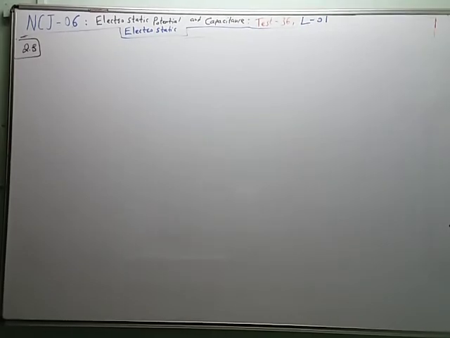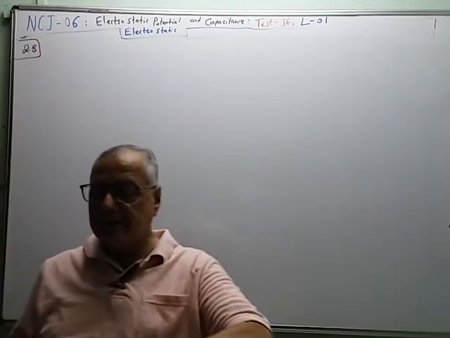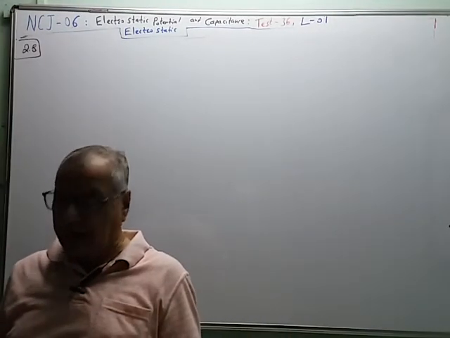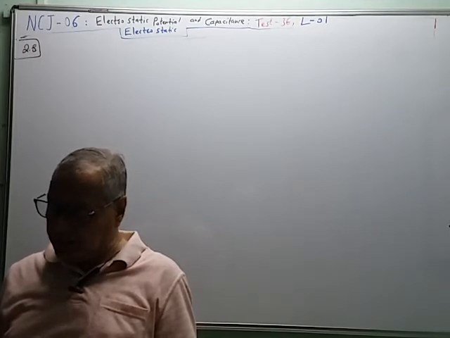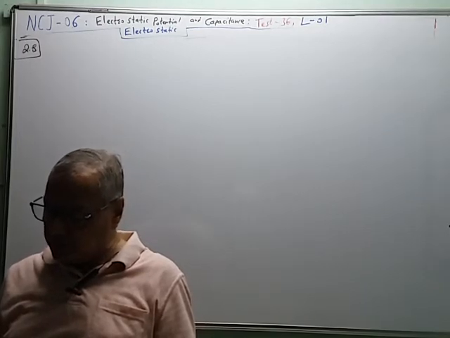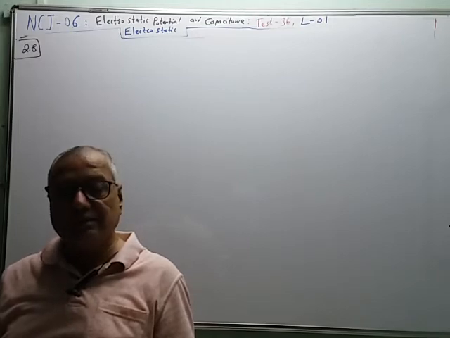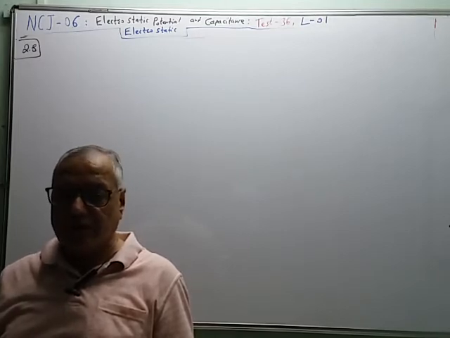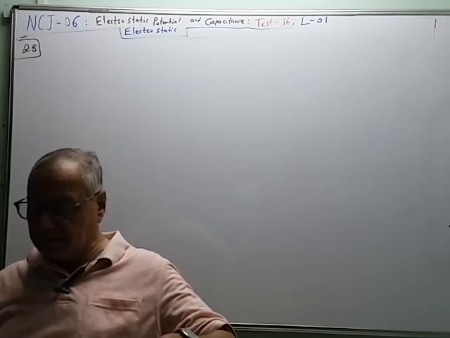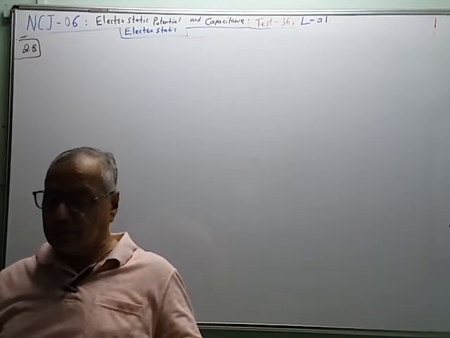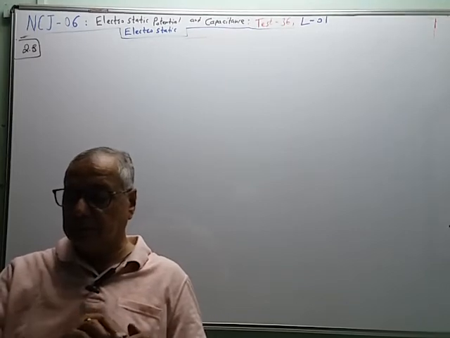Question number 8. Question number 7 we will see afterwards. Question number 8, it is a theoretical problem. Identify the wrong statement. A. In an electric field, two equipotential surfaces can never intersect. This is the correct statement. We have to find the wrong statement. So A is the correct statement. We have to find the wrong statement.